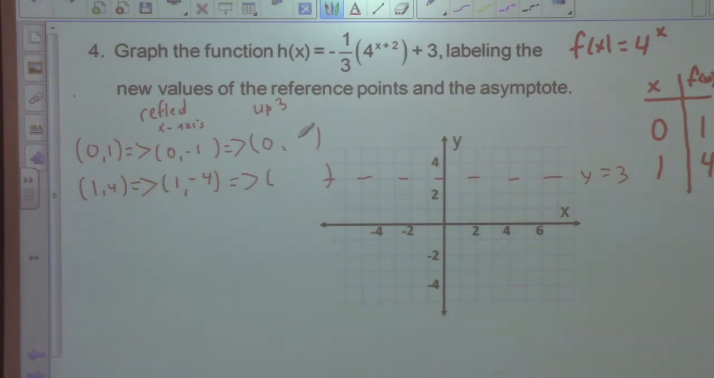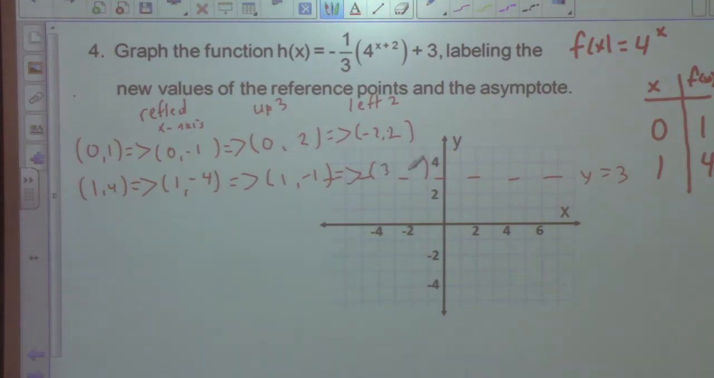0, 2, and 0, -1. 1, thank you. 1, -1, thank you. And then next thing, left 2, okay, left 2. So if we go left 2, what do we get here? Negative 2, 2, and 3, negative 1.